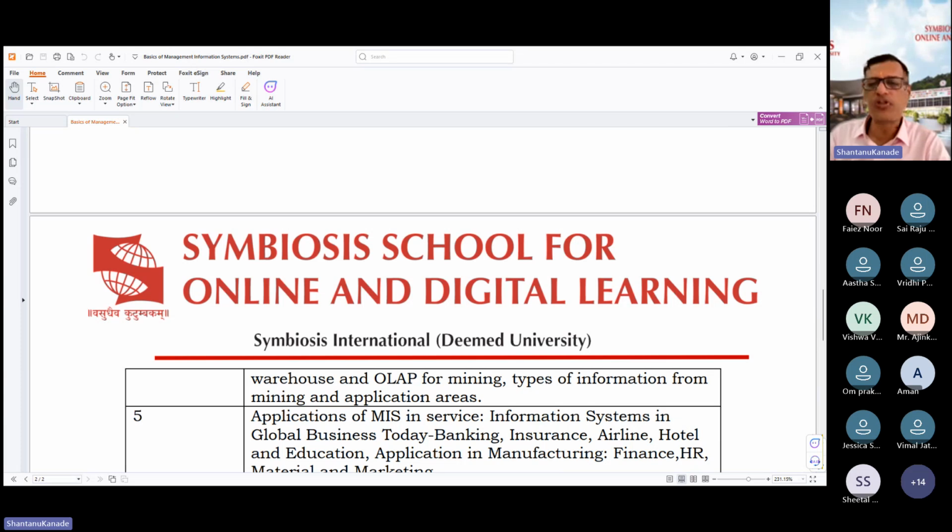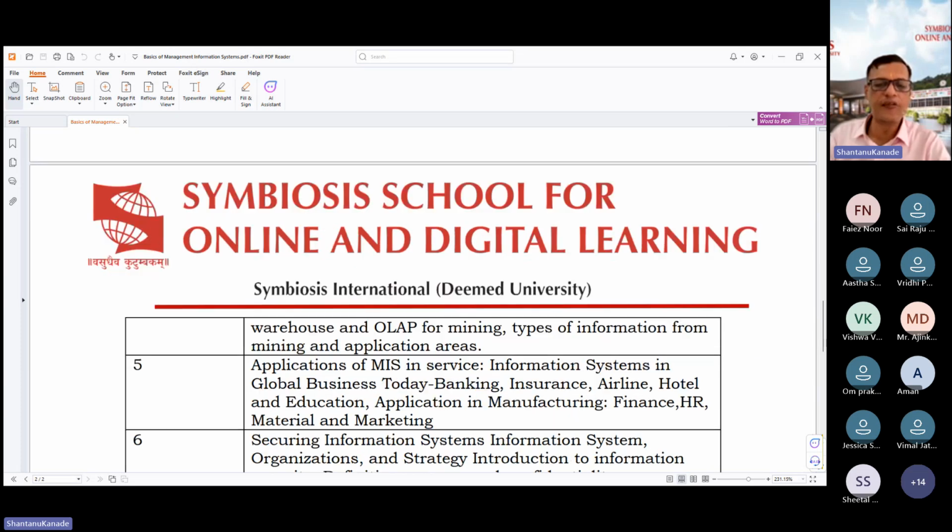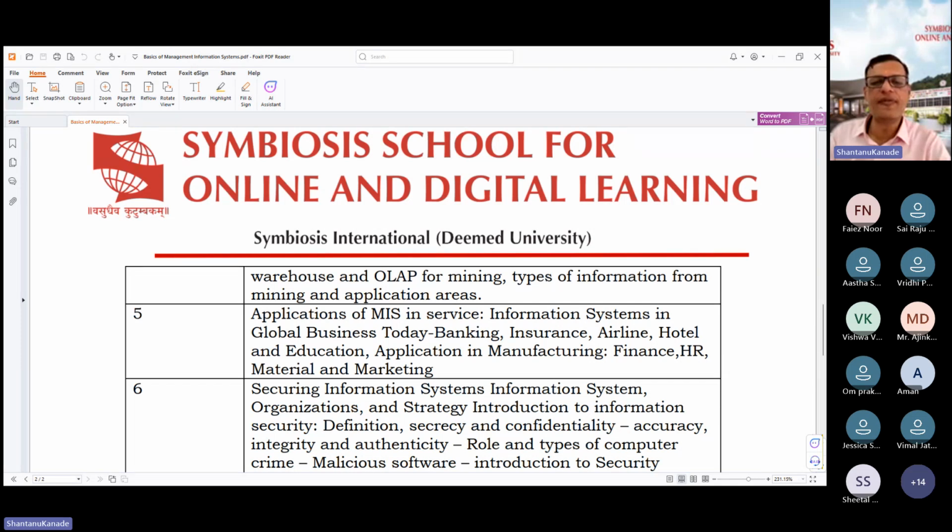So we are going to see how these particular mining tools or mining types, or the different types of information, are being mined from the data that we have stored in different application areas. Fifth module deals with applications of MIS in services, where we are going to look at information systems in global businesses today, covering banking, insurance, airline, hotel and education, application in manufacturing, application in finance, HR, material and marketing.